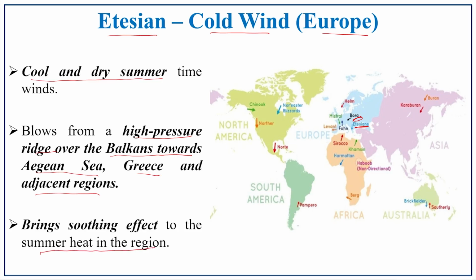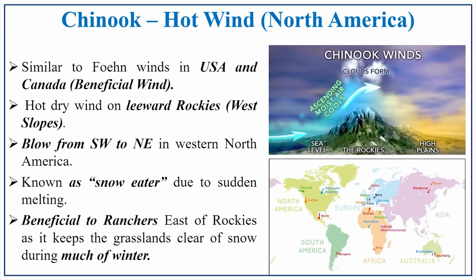So, some winds are favorable. This wind is also favorable because the hot region is somewhat relieved by this Etesian wind through its soothing effect. The next one, we have covered the major winds of the European continent. The next one is North America. What are all the local winds blowing in North America?